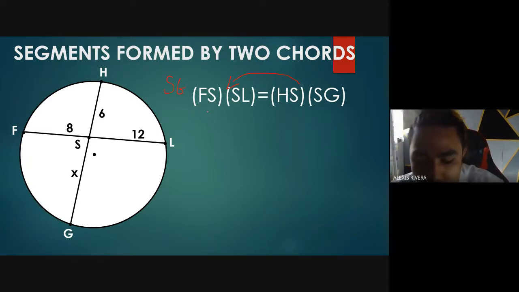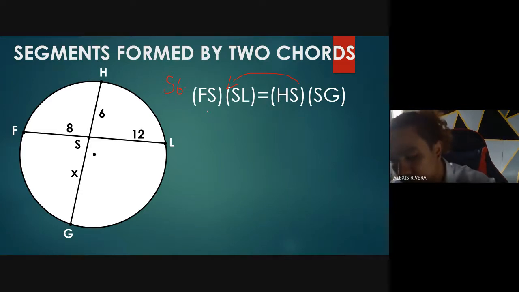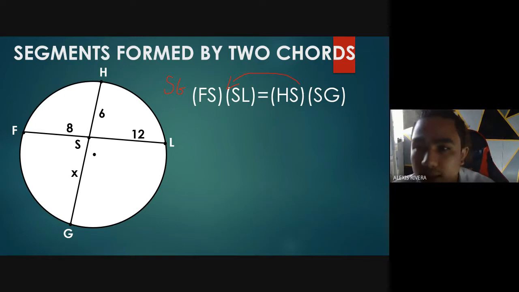Gamitin natin ang chat pane para maglagay ng sagot. What is the value of SG? Okay na? May sagot na? How about the others?